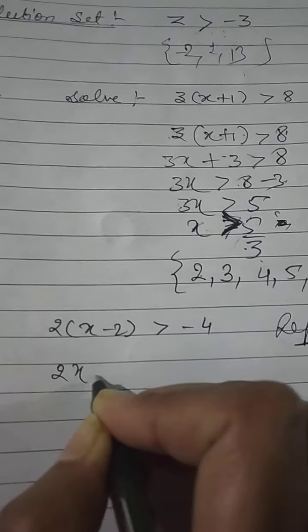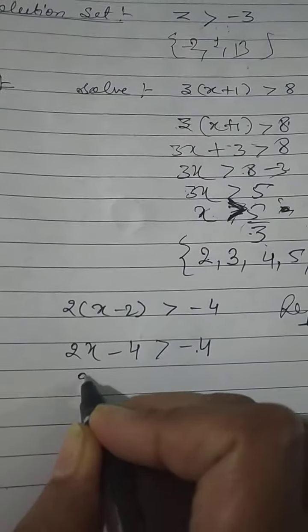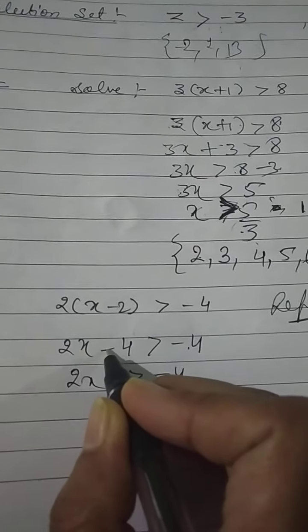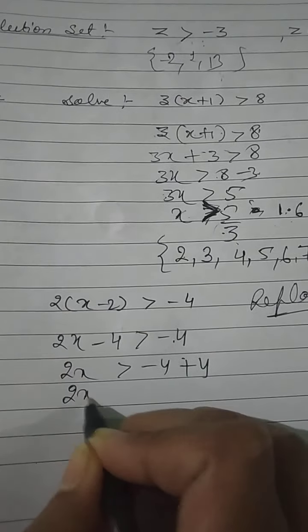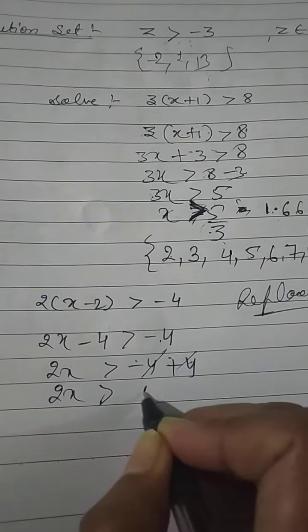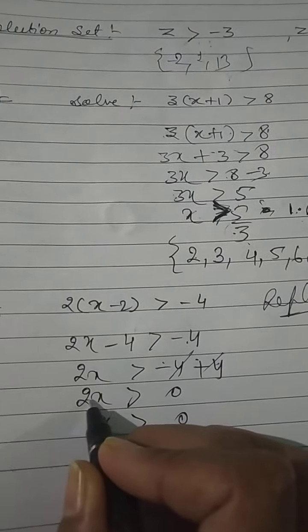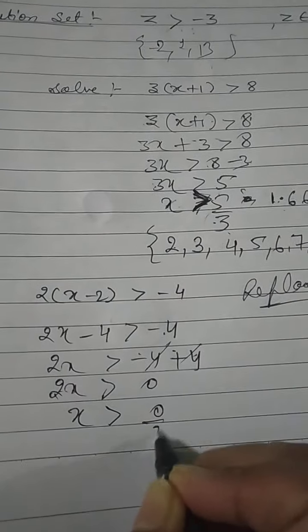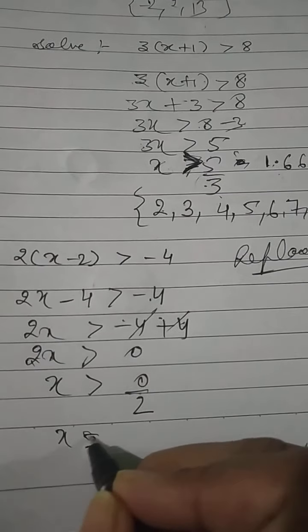2 into x, 2x. First we will solve. 2 2s are 4, greater than minus 4. Now 2x is greater than minus 4, and this minus sign will go to this side and come in plus. Now 2x is greater than minus 4 plus 4; they will get cancelled and we will get 0. Now x is greater than 0. This is multiply, so it will come this side in divide.